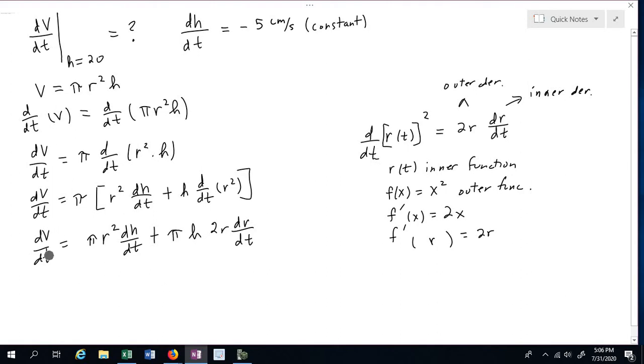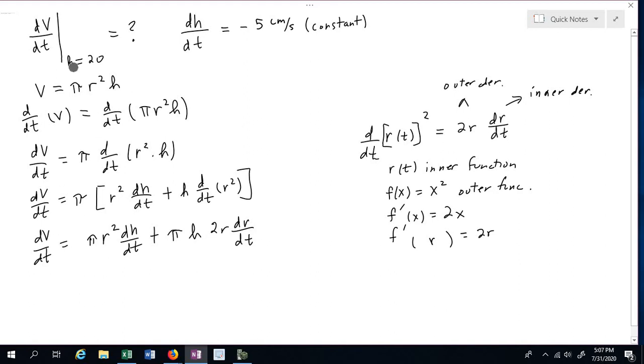Okay, so now we have a relationship between dV/dt and dH/dt. By the way, it also involves dr/dt. Okay, and so this is now, I guess, what you would say is our related rates. This is how they're related to each other in this equation. That's what this equation describes.